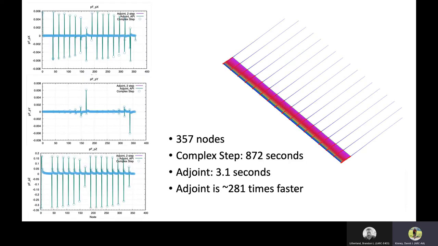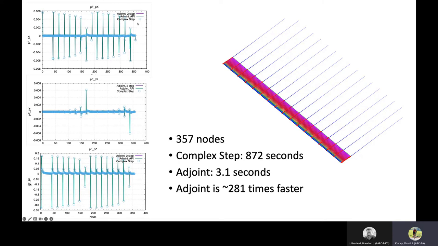Yeah, so there's 357 nodes. And this first chart is just F, which in this case is CL. So it's the partial of CL with respect to the X location of each node. And these spikes are basically the leading and trailing edges of the wing. So as you would expect, tweaking the leading and trailing edge of the wing has a larger impact on CL than tweaking an interior node. But this is the partial of CL with respect to perturbation of all the nodes with respect to X, then with respect to Y and with respect to Z.